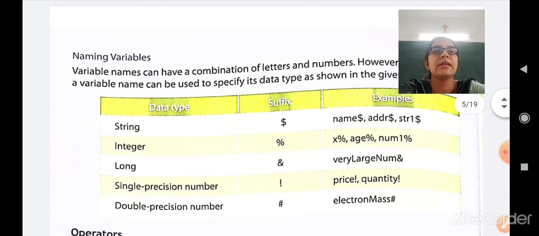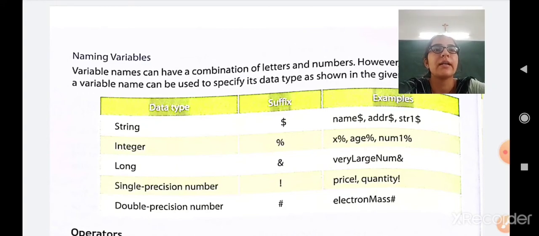Now let us see the data types and their suffixes. First is the data type string and its suffix is the $ sign. So examples of variable names are name$, address$ or str1$. It means the ending should be the suffix of the variable's data type. Second is integer. The suffix of the integer is the percent sign: x%, age%, number1%. Okay, so the last character should be the suffix of the variable name, showing its data type.